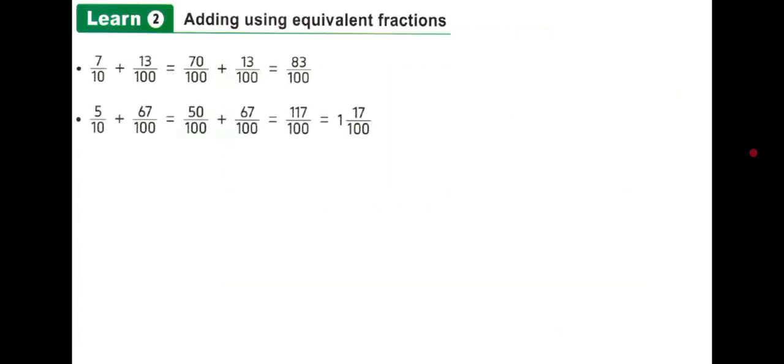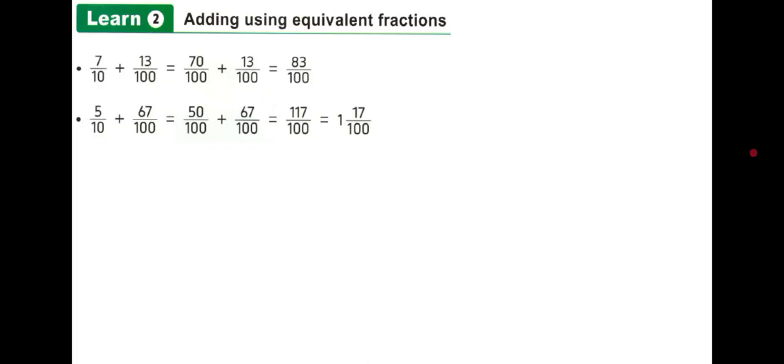7 over 10 plus 13 over 100. We have over 10 and over 100. So I will convert 7 over 10 to 70 over 100 to make it easy to make addition. Okay, so the 70 over 100 plus 13 over 100 equals 83 over 100.